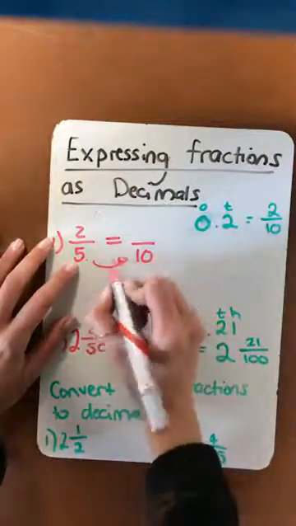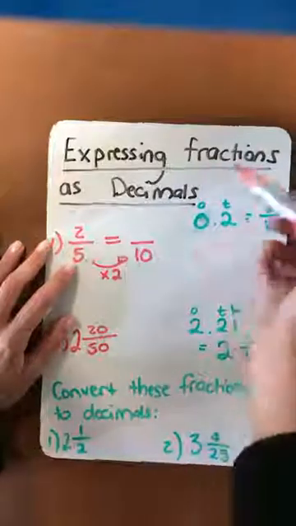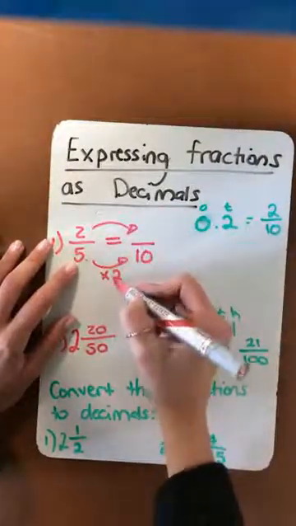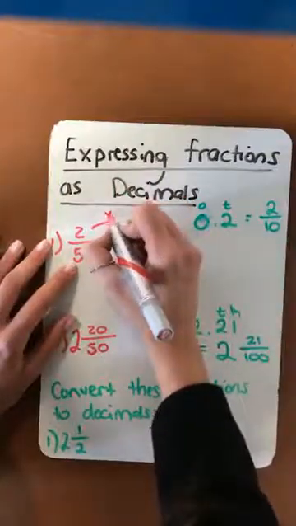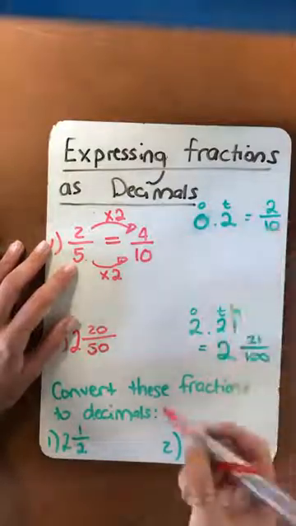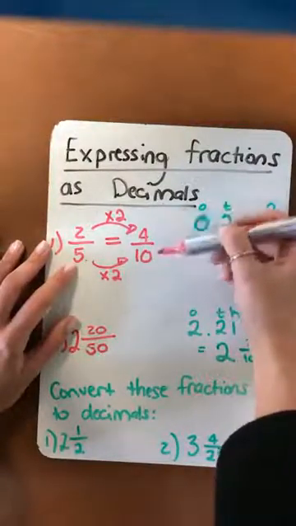I know to get 5 to 10, I can multiply by 2. 5 times 2 is 10. What you do to the bottom of the fraction, you do to the top. So I multiplied by 2 at the bottom, so I'm going to multiply by 2 at the top. 2 times 2 is 4. So now I have a fraction where my denominator is a 10, 4 over 10.